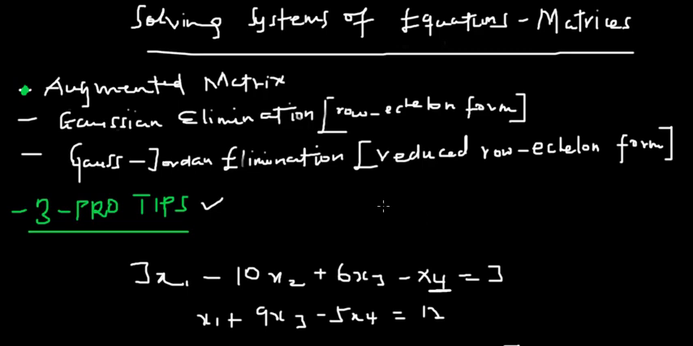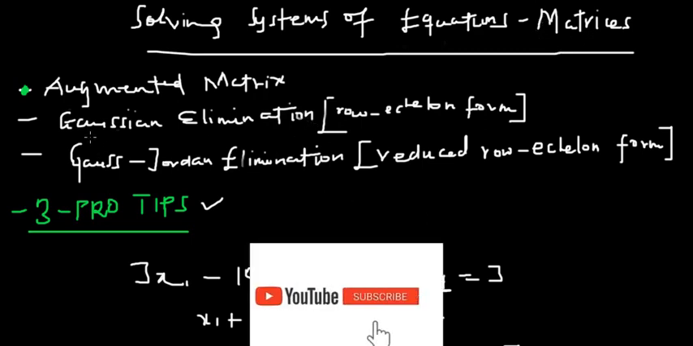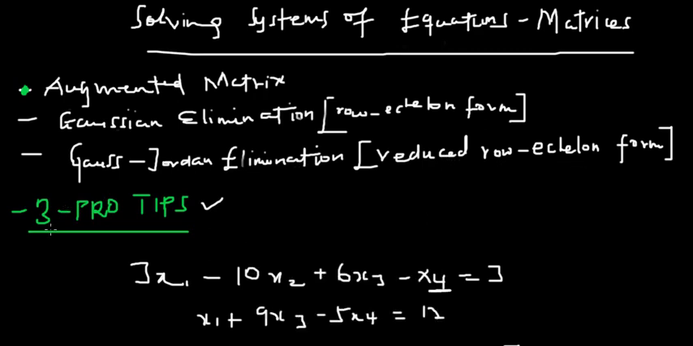Okay, right, so let's dive right into this video. We'll be talking about solving systems of equations using matrices. We'll be looking at the augmented matrix, and then we'll also look at Gaussian elimination, that's the row-echelon form, and then Gauss-Jordan elimination, that's the reduced row-echelon form. And then I'll give you 3 pro tips.